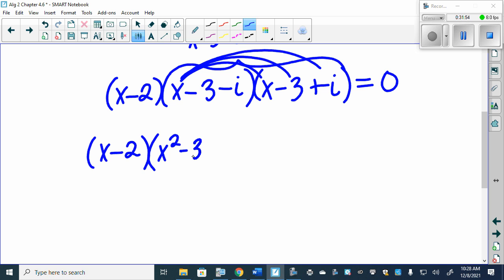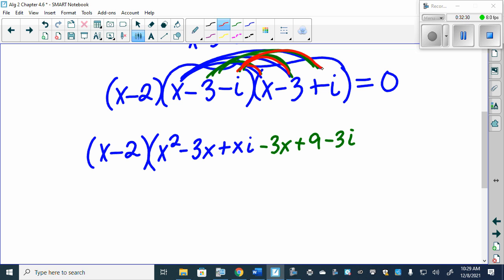x times negative 3 would be negative 3x, and x times i is going to be plus xi. Then we'll do the exact same thing with negative 3. Negative 3 times x is negative 3x. Negative 3 times negative 3 is going to be plus 9. Negative 3 times i is negative 3i. And lastly, we're going to multiply through with negative i. Negative i times x is negative xi. Negative i times negative 3 is going to be plus 3i. And negative i times i is negative i squared. Okay. Equals 0.